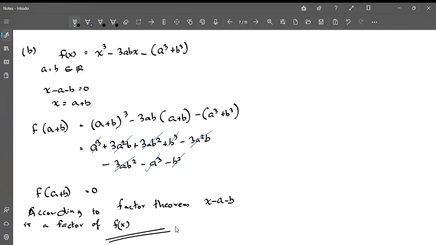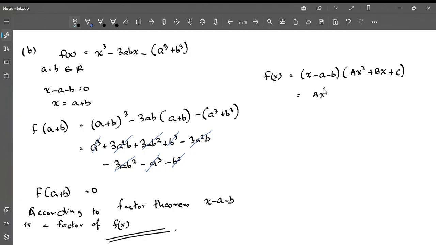Next, find the other factor of f(x) in a quadratic form. To do this, there are two ways. Either you can use the long division form, or else you can use the comparing coefficients form. Both of these methods are usable. Since x minus a minus b is a factor, the remaining factor should be a quadratic factor, ax squared plus bx plus c. Now simplify.